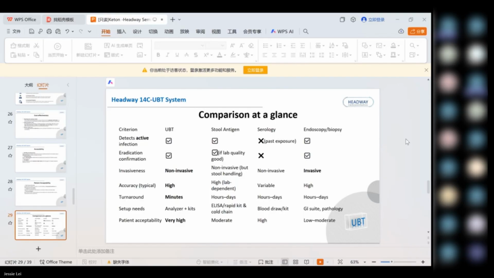If a patient has a high blood urea result, can the test still be done? Yeah, I think no problem. Yeah, sure, we can do that test. Okay.